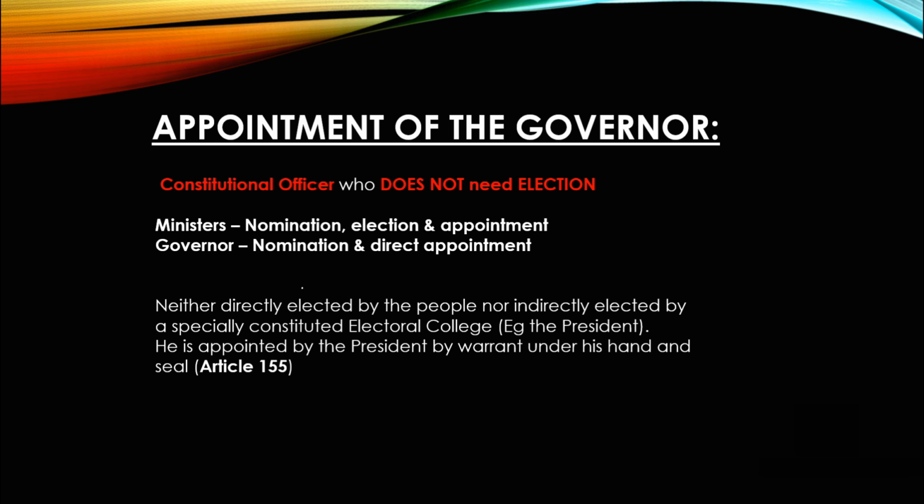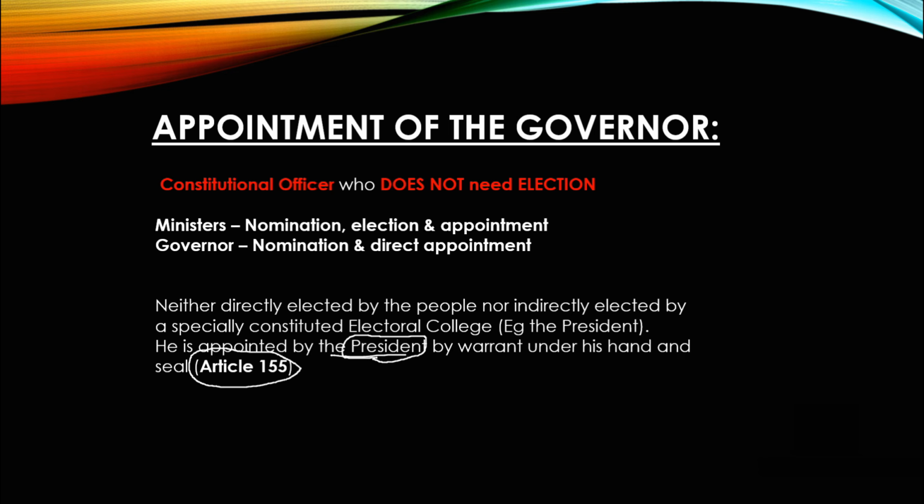So in the case of the governor, he is neither directly elected by the people, just like the general election of Lok Sabha and Assembly elections, nor does he follow the style of the president by constituting an electoral college. But the governor is appointed by the president by warrant under his hand and seal. I'm directly referring to Article 155. Here the word president stands for the Union Council of Ministers.